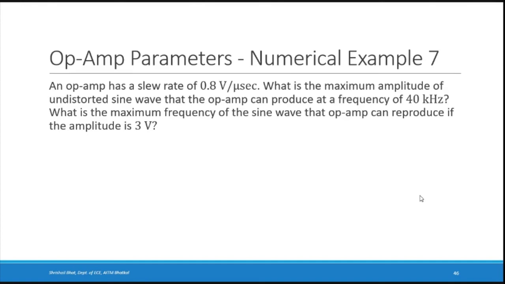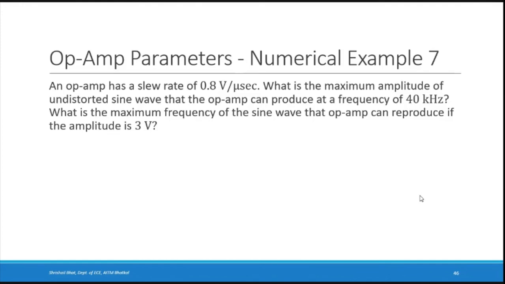Then there is another question in the same problem. What is the maximum frequency of the sine wave that the op-amp can reproduce if the amplitude is 3 volts? Here the amplitude is given and you are asked to find the frequency. So there are two parts in the question. First, slew rate and frequency are given, and you are asked to find the amplitude. Then amplitude is given, and you are asked to find the frequency. So we need some relation between the frequency, amplitude, and the slew rate.